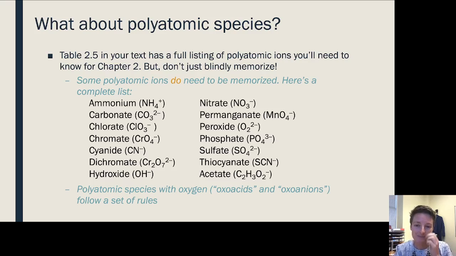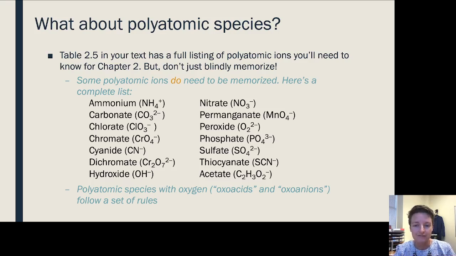So, polyatomic species. There is a table in your textbook, Table 2.5, that has a full listing of polyatomic ions you need to know for chapter 2. And it's a lengthy list that I highly encourage you not to just blindly memorize. So on this slide, I've shown you what, in my opinion, is the list of polyatomic ions that you do have to memorize. And it's kind of a complete list. So these are the types of polyatomic ions that don't follow a set of systematic rules, and so you kind of just have to memorize them by flashcard.